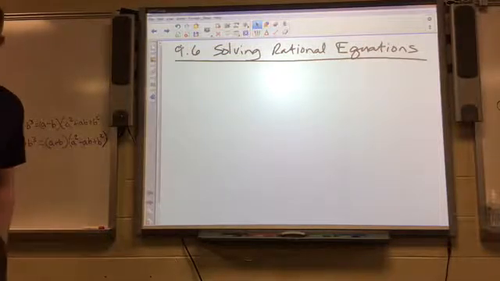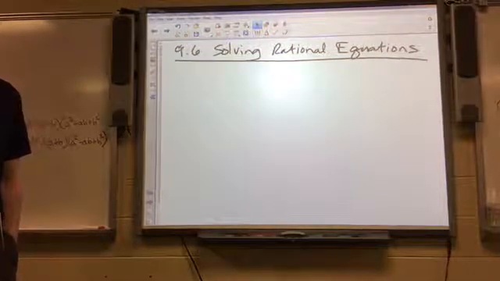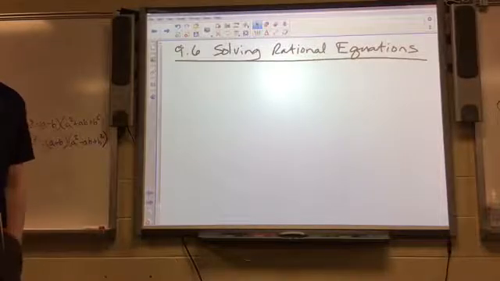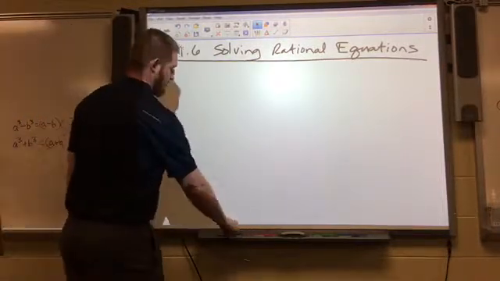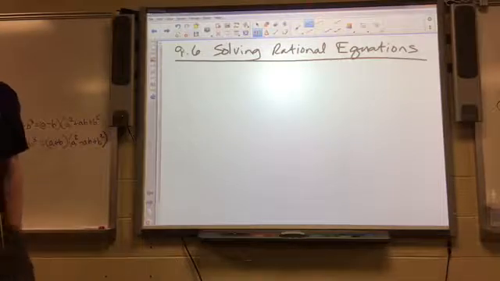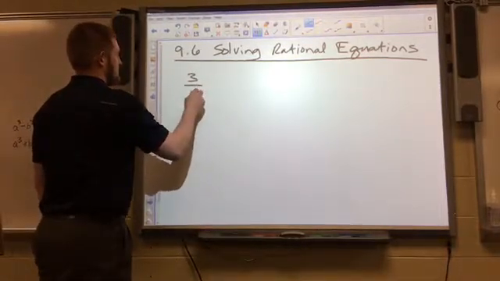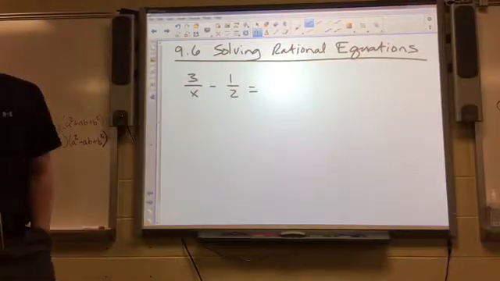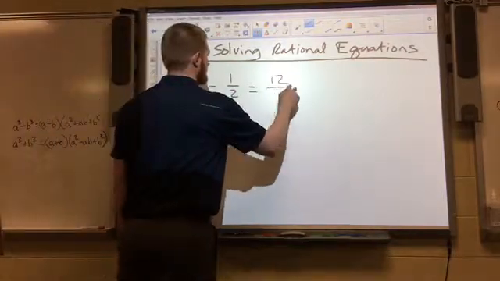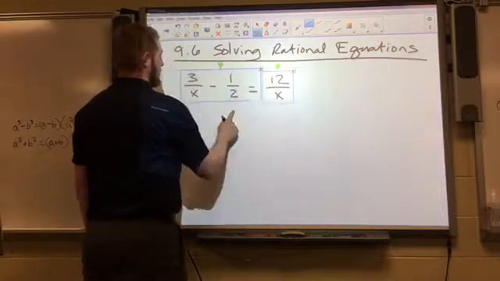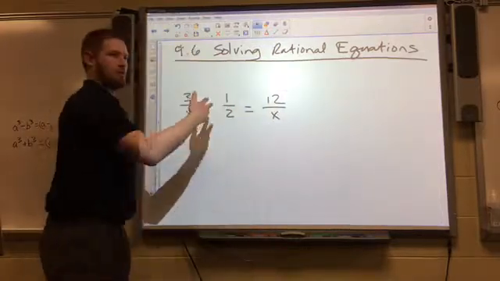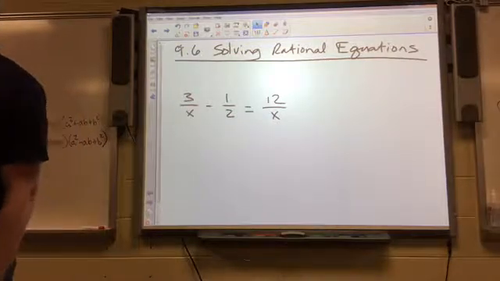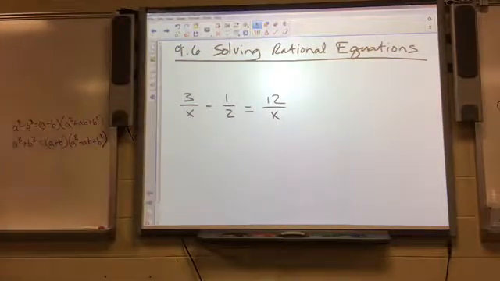Okay, so solving rational equations. We are going to start with things that are fractions. So like I have 3 over x minus 1/2 equals 12 over x. What is probably the thing that makes solving this equation the hardest? So Jack says finding the common denominator. So the simple fact that it's fractions, right?